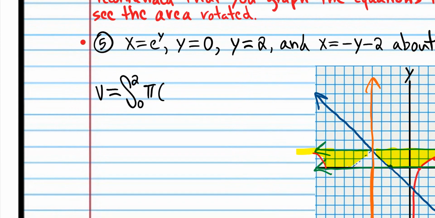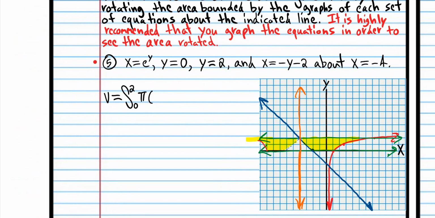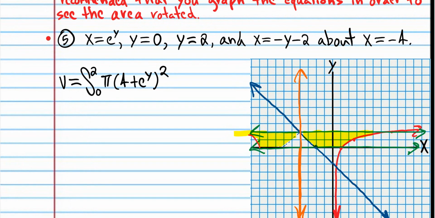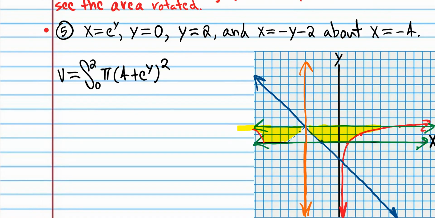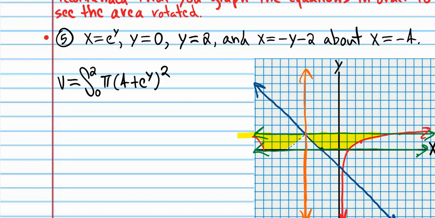So again, we have 4 plus e to the y. Now the reason that we don't subtract e to the y, as we did in some other problems, is because this value is going to be positive. So that's what we want. We're adding two positive numbers. Even though this line is written as x equals -4, I'm just putting a positive 4. If you wanted a -4, then we'd have to subtract e to the y. That would give us the same answer because we're squaring.